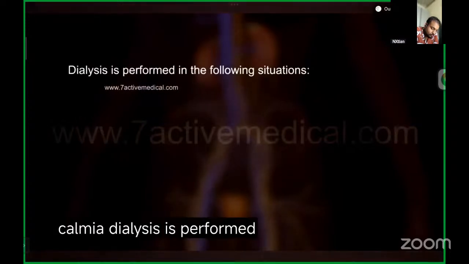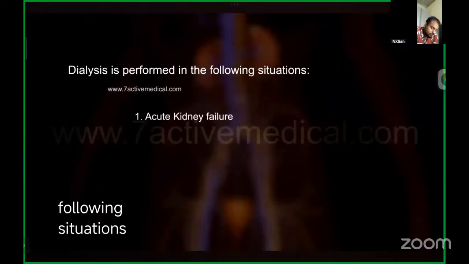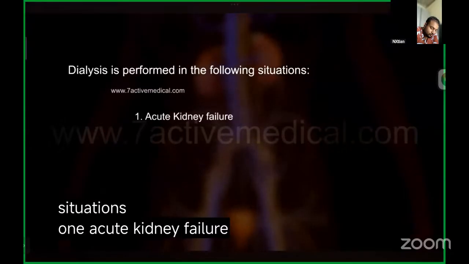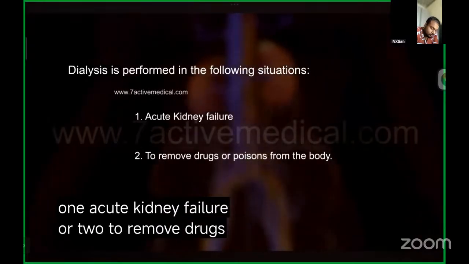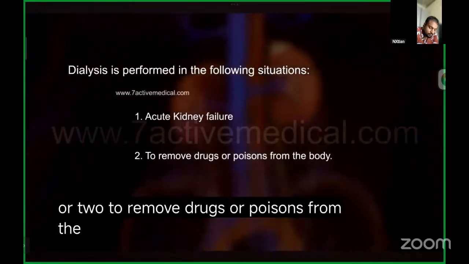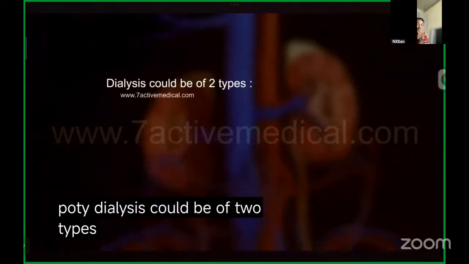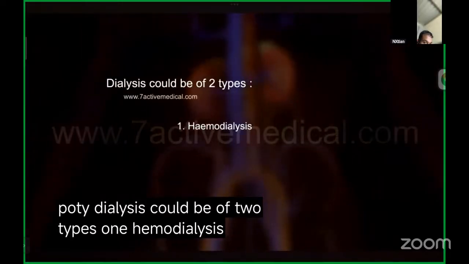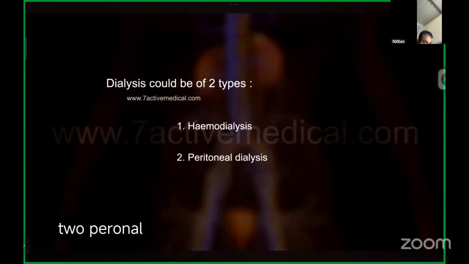Dialysis is performed in the following situations. 1. Acute kidney failure, or 2. To remove drugs or poisons from the body. Dialysis could be of two types. 1. Hemodialysis. 2. Peritoneal dialysis.